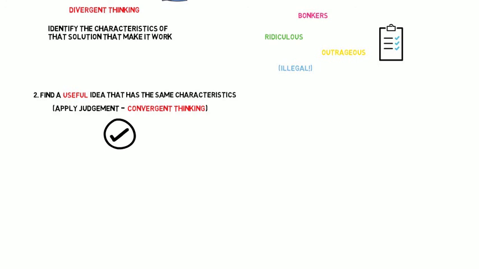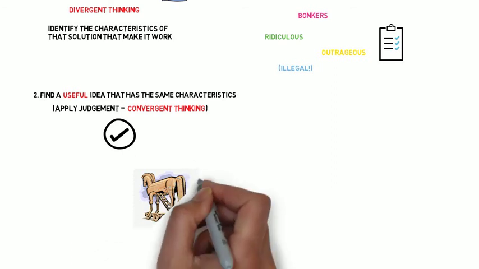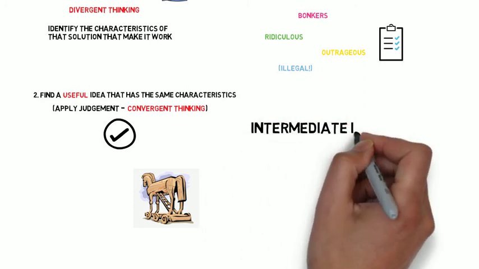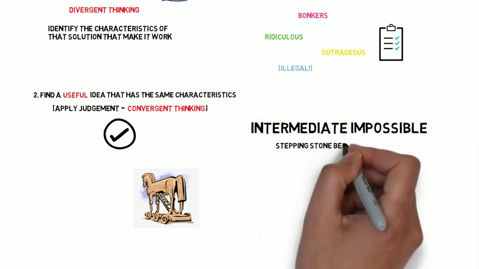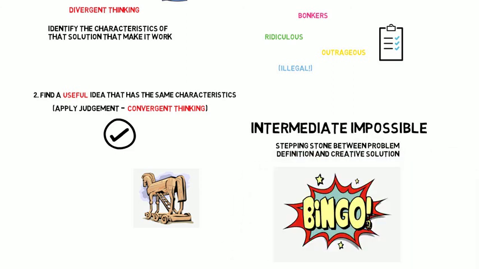The intermediate impossible is just a Trojan horse, a vehicle to produce a set of characteristics of a novel and useless idea that would definitely solve the problem. The convergent process then converts it into something tangible that would work inside the organisation. So the intermediate impossible is just a stepping stone between the problem definition and the creative solution. And bingo, we end up with a creative idea that is both novel and useful, all driven via that intermediate impossible.